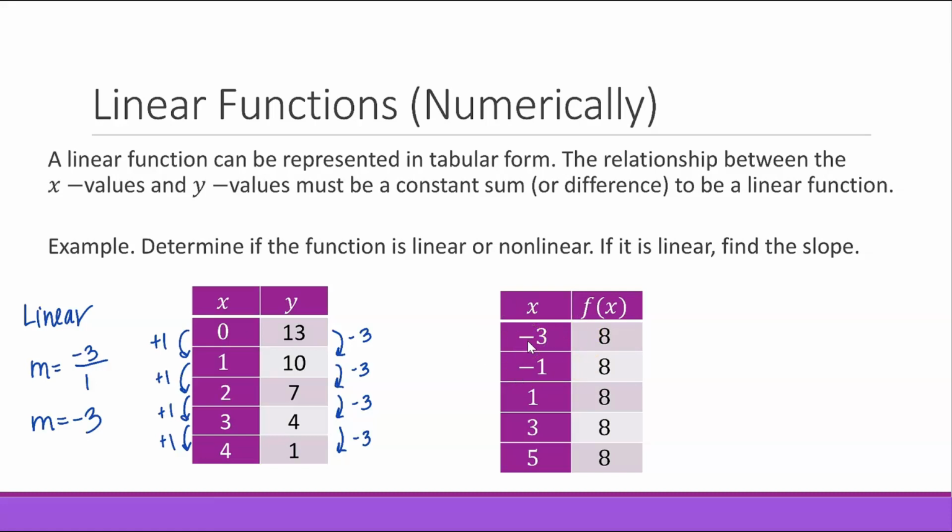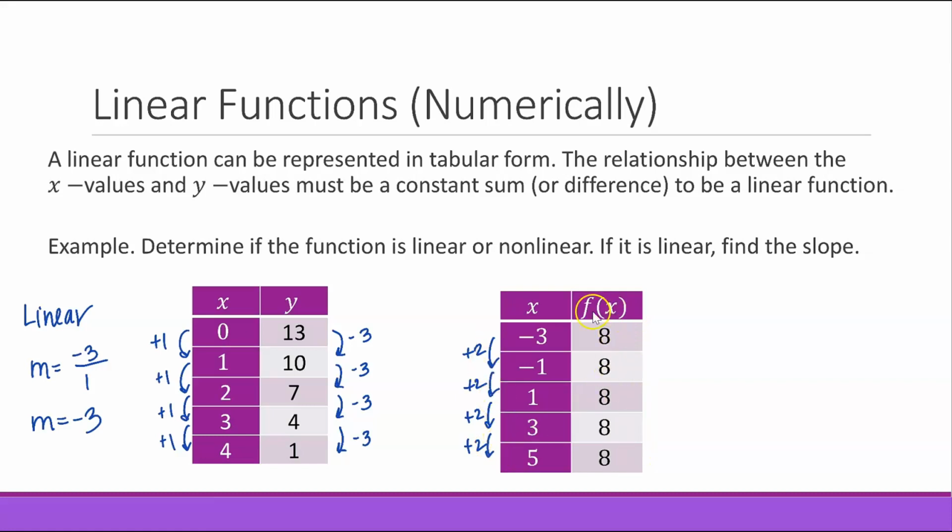So now let's go ahead and look at this second example here. Let's look at the change in those x values. So here, to get from negative 3 to negative 1, we're adding 2. Negative 1 to 1, we're adding 2. 1 to 3, we're adding 2. 3 to 5, we're adding 2. So we have a constant sum in the x values.